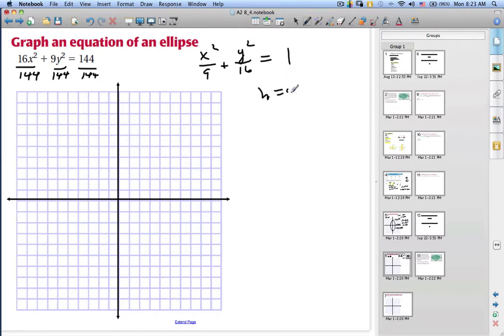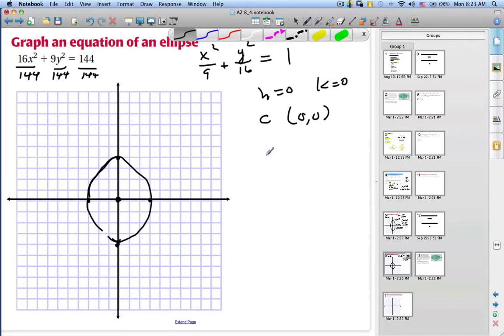I see that h is equal to 0 and k is equal to 0. So my center is at (0, 0). I'm going to go from (0, 0), and I'm going to travel in the x direction 3: 1, 2, 3, 1, 2, 3. I'm going to go in the y direction and travel the square root of this, which would be 4: 1, 2, 3, 4, 1, 2, 3, 4. So this is much closer to a circle. That's a pretty sloppy ellipse. Let me draw it again. There we go.